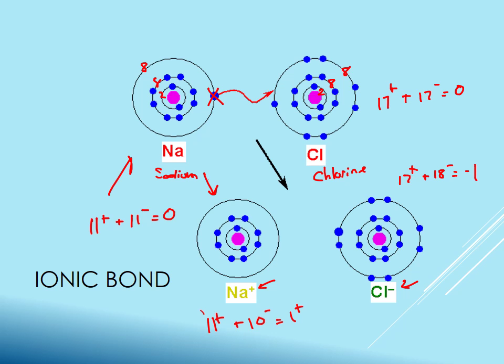So now that they're like this, and we've got a positive and a negative, well, in nature, positive and negative seem to attract to each other, and usually pretty easily. So they will stick to each other, and they will form an ionic bond.